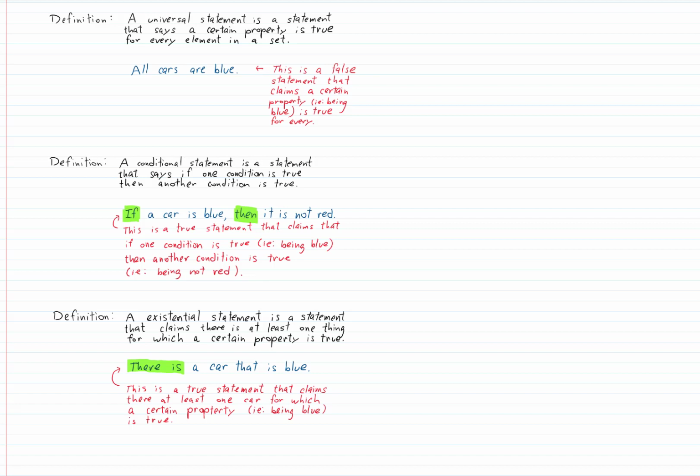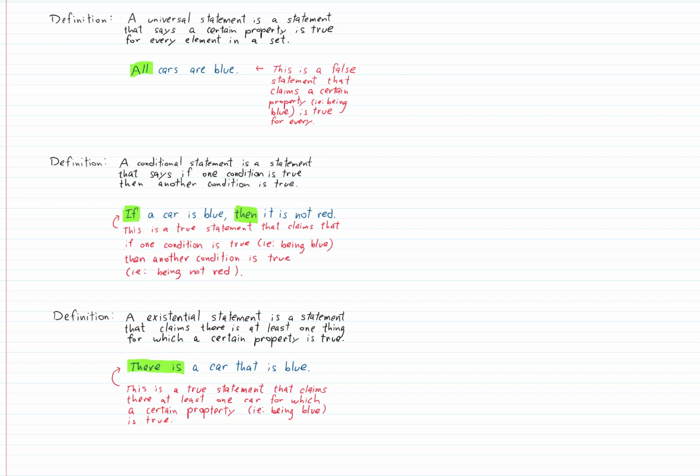Look at those two. All cars are blue versus there is a car that's blue. You see how those are contrasting in this particular sense. The universal statement is taking into account everything, right? But the existential statement is only taking into account one thing, you see. So they're not opposites of each other, but they are sort of on opposite ends of the spectrum.